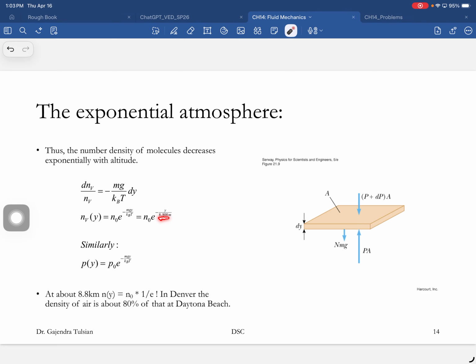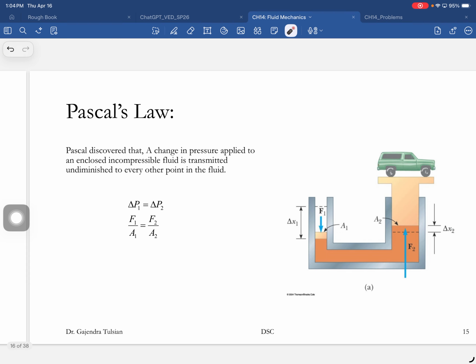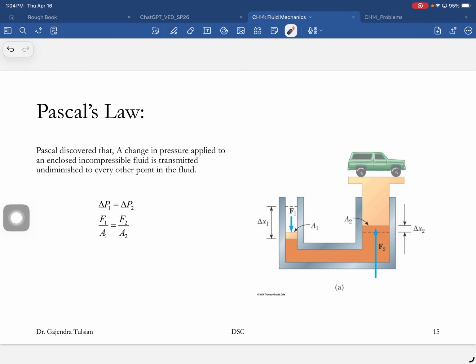Anybody know what this is? That's the height of Mount Everest. So when you go on top of Mount Everest at 8,800 meters, that becomes 1 over e, so the number density on top of Mount Everest is 37% that on ground level. So on top of Mount Everest, the pressure is 37% that on ground level. So climbing Mount Everest without oxygen, that's quite a feat.